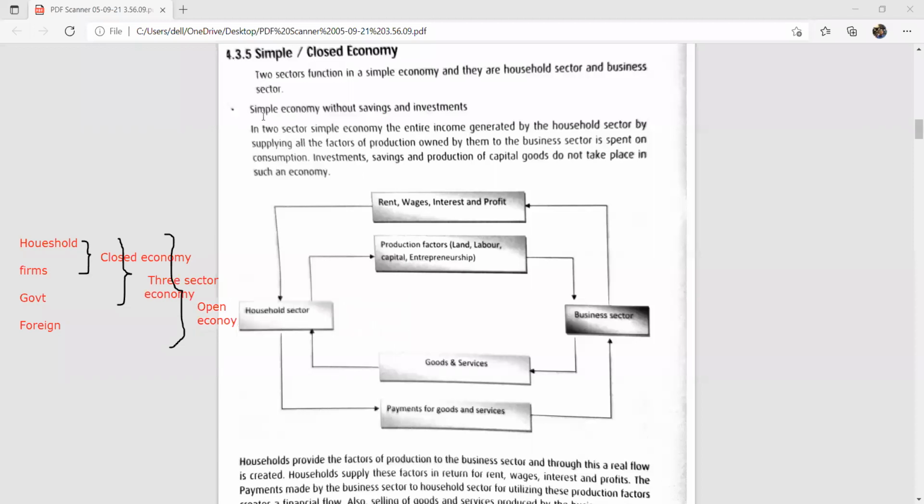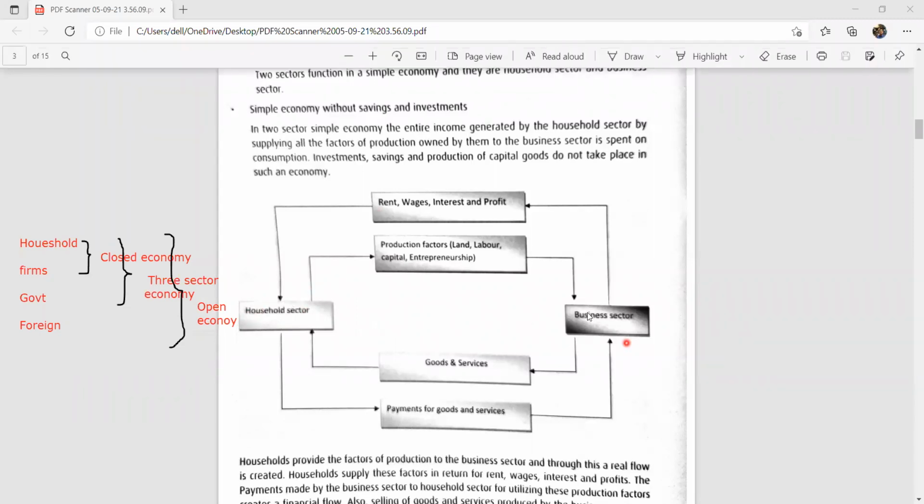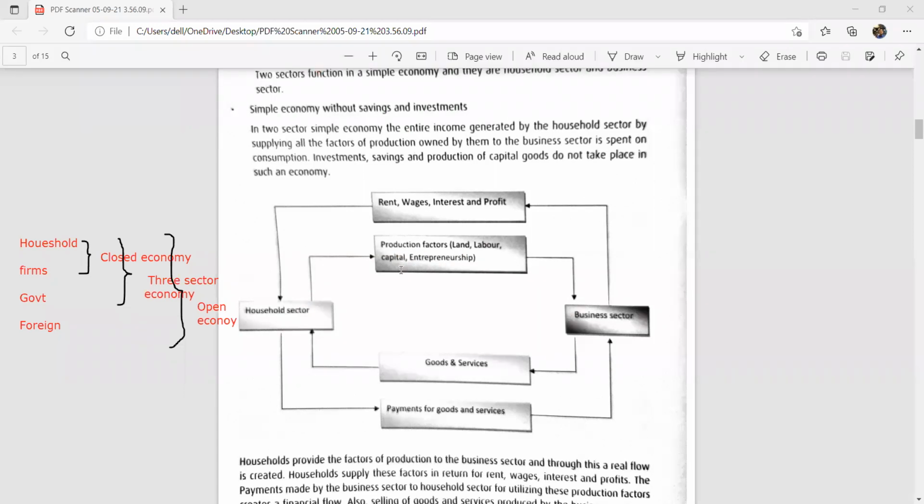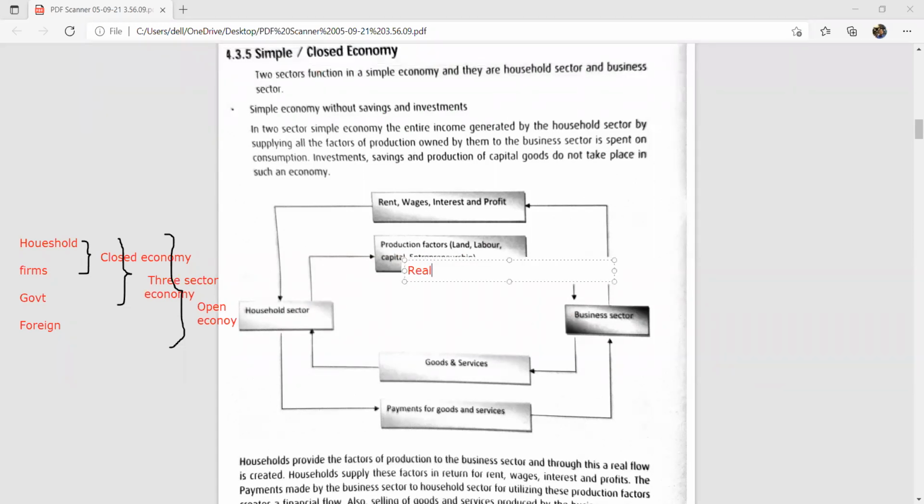So in a simple economy, household and firms, businesses. So households are having all the factors of production. Then all the factors of production are supplied to businesses: land, labor, capital, entrepreneurship. So all the factors are supplied. So this is actually real flow, because not money, non-financial things, real flow.